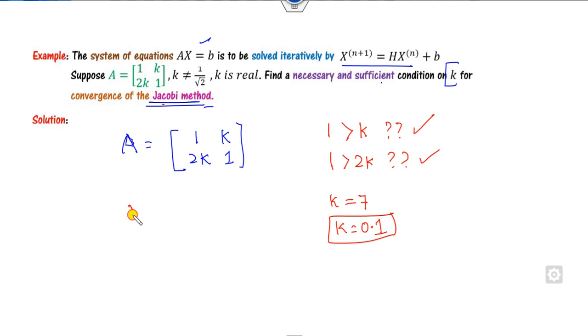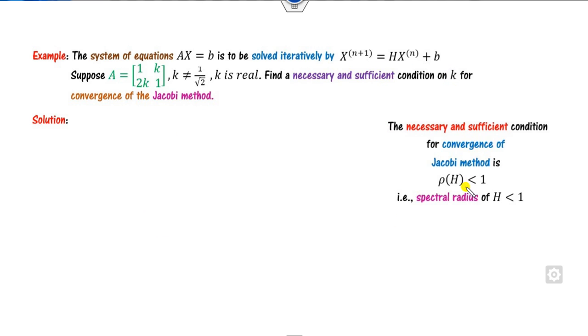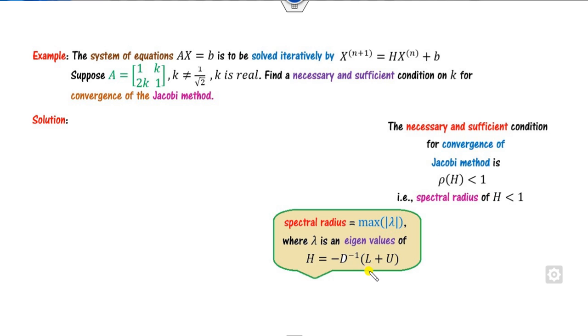We can find the spectral radius. So the convergence condition is that the spectral radius is less than 1. What is the spectral radius? It is the maximum value of the eigenvalue of the matrix H. If I take the absolute value of the maximum, it must be less than 1. What is H? H is here. So your target is to firstly find this.